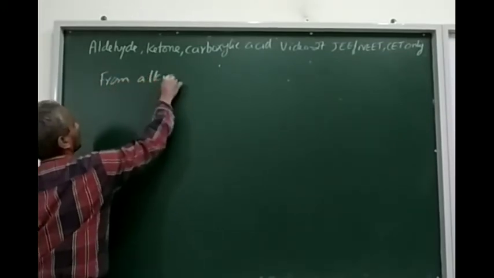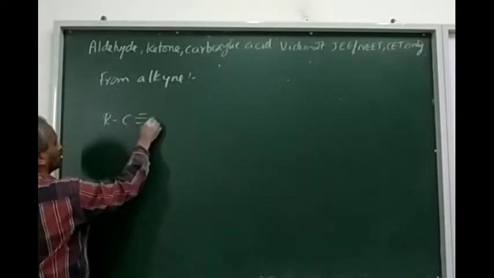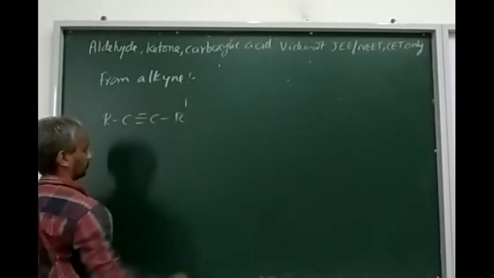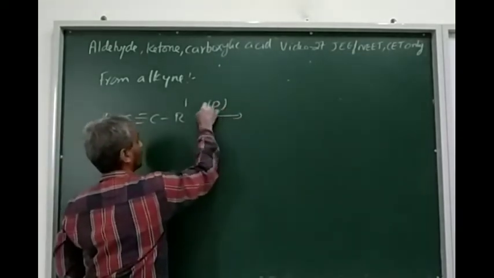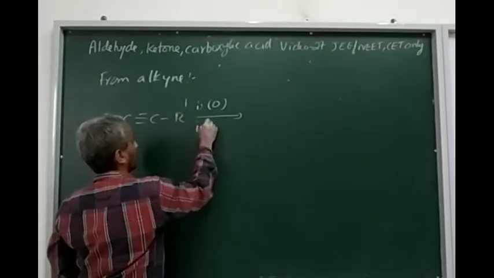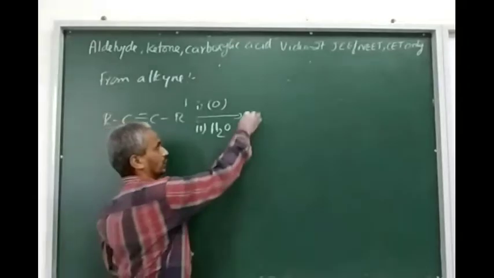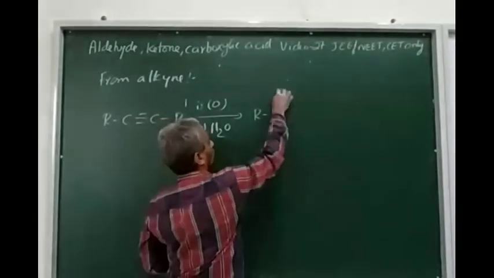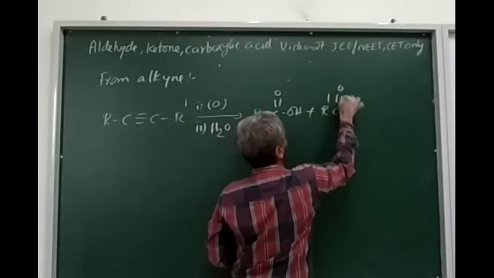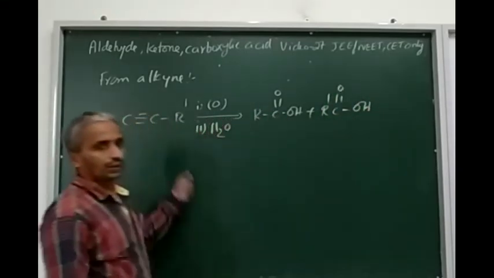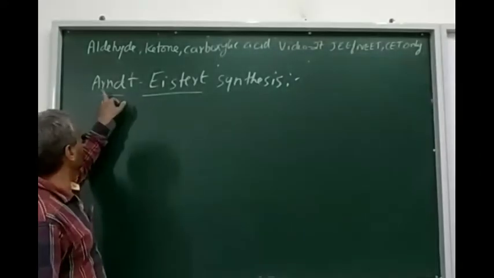From alkyne, RC≡CR'. Oxidation followed by hydrolysis with H2O. I am going to get RCOOH plus R'COOH. Write some examples also.